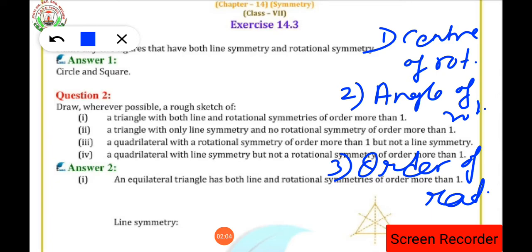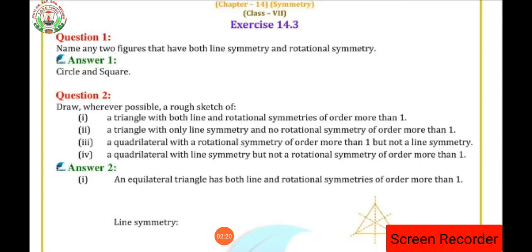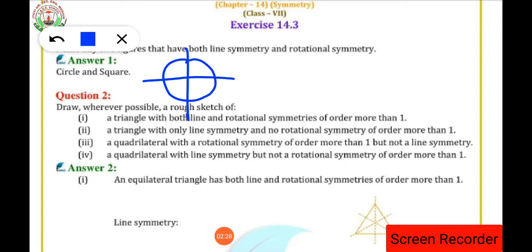So these are the three conditions on which rotational symmetry depends: center of rotation, angle of rotation, and order of rotation. Clear, students? So we have to name a figure which has both a line of symmetry as well as rotational symmetry. Both it should have. As we know, a circle has infinite, countless lines of symmetry, so it can be considered for line symmetry. But is the circle the appropriate answer for rotational symmetry? Of course it will be the appropriate answer.